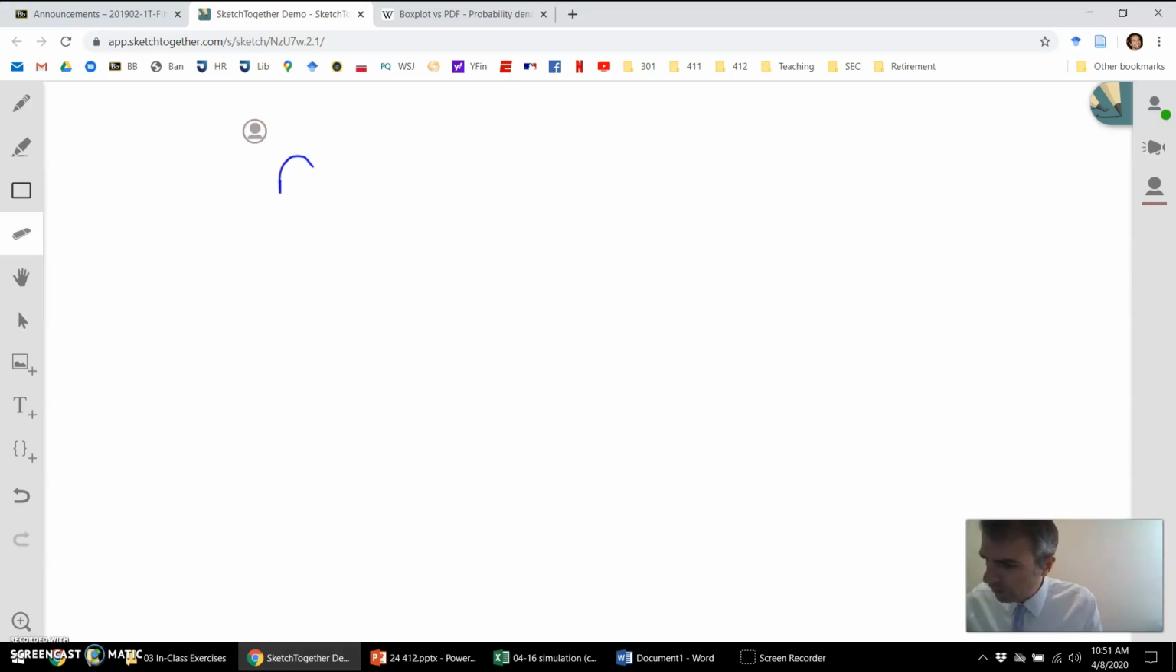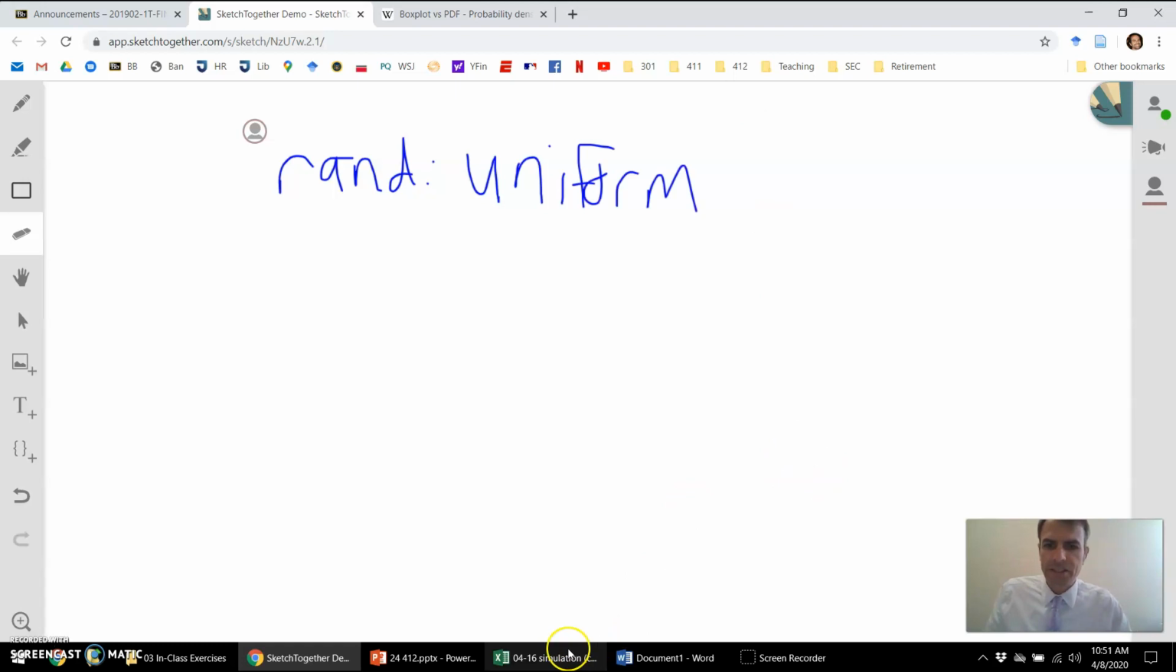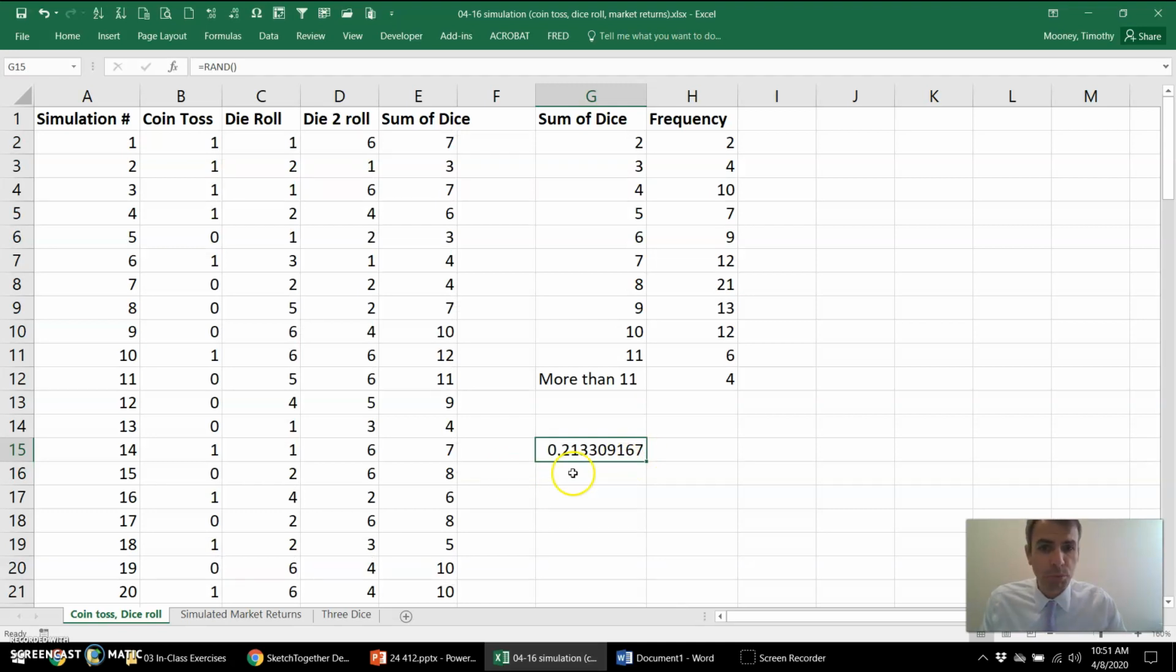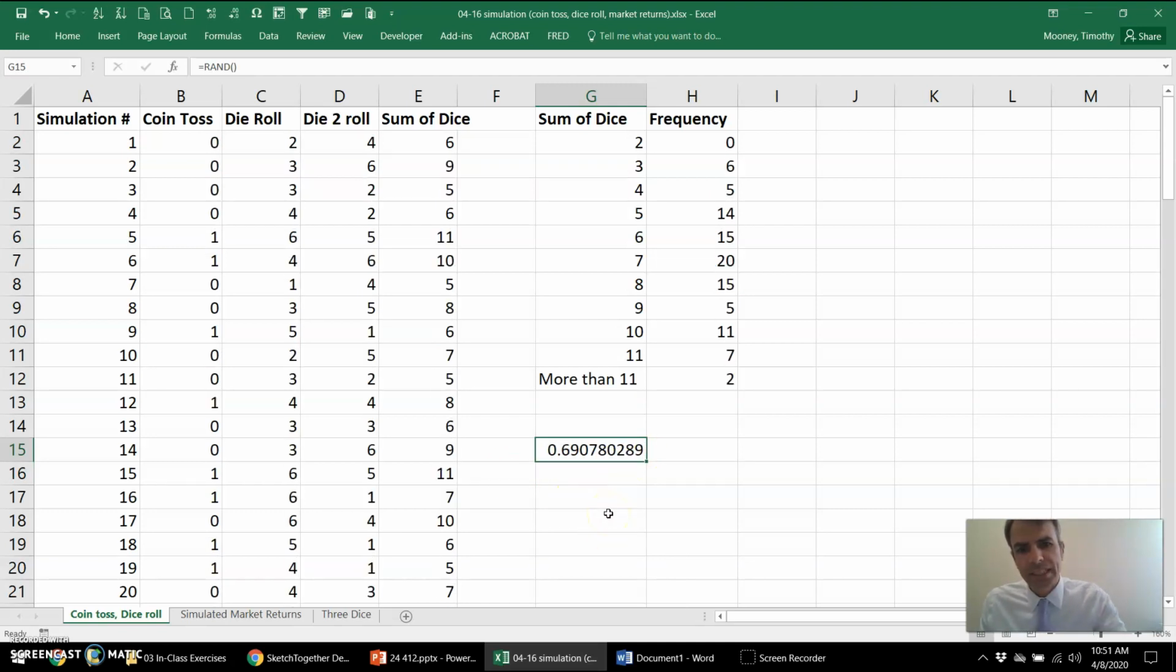The RAND function, if we look, follows a uniform distribution. And in Excel, just to illustrate, if we do the RAND function, what I mean is a small number like 0.21 is equally as likely as a larger number like 0.69 or 0.9069.